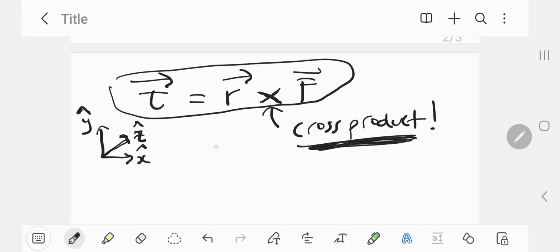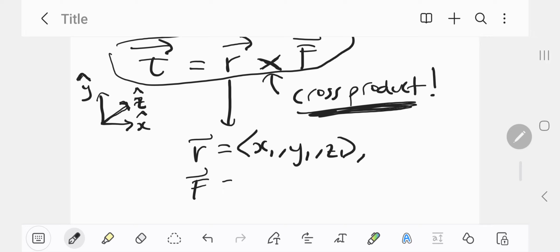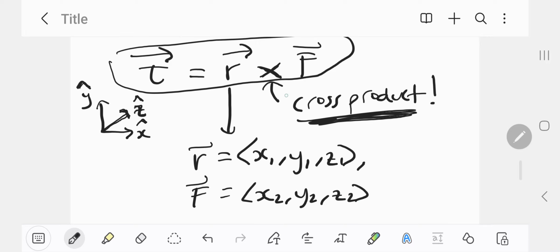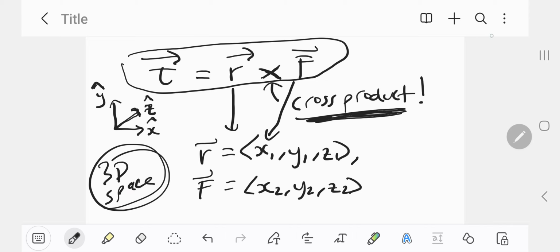And suppose R, in this case, is given by three components: X1, Y1, Z1. And F also has three components. Let's call them X2, Y2, Z2. So this is for torque calculations in three-dimensional space, in 3D. Now, I don't know if you do this stuff for chiropractic in first year, but this is the idea. Now you need to sort of commit this to memory.